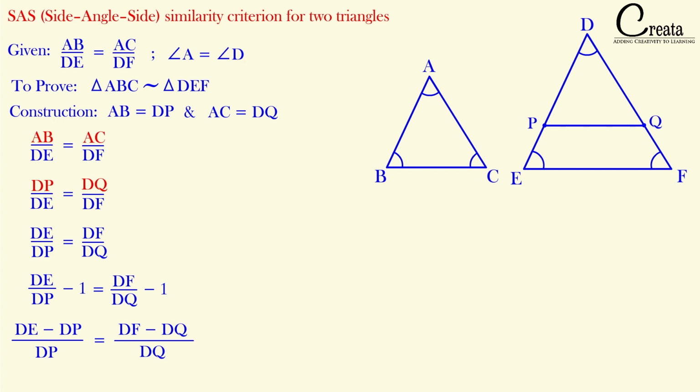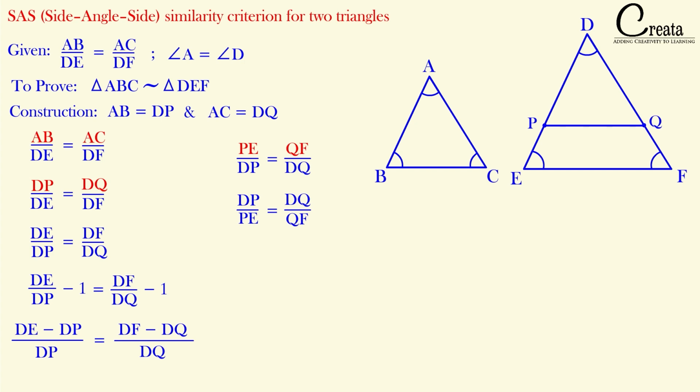Here DE minus DP is equal to PE. The complete line segment DE minus this line segment DP, we got PE. And DF minus DQ is equal to QF, this line segment. So we got PE upon DP is equal to QF upon DQ. Again we will do the inverse. One inverse we have done in the starting, and this inverse we are again doing to neutralize the effect of the first inverse, just for your understanding. So we got DP upon PE is equal to DQ upon QF.